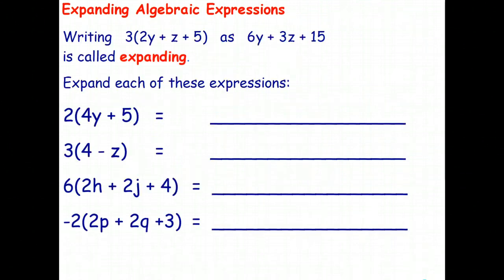Okay, I'm going to stop there, and then I'll give you shortly the second video, which is where we actually apply this to a variety of different expressions.